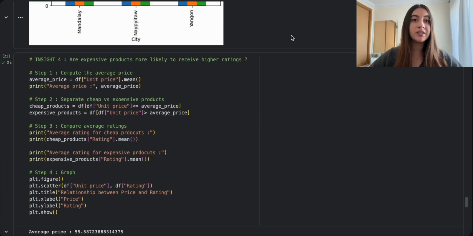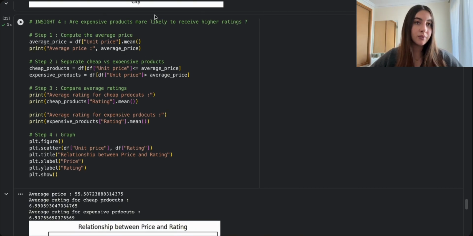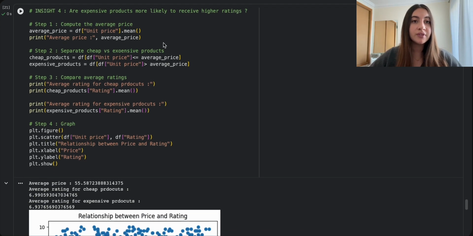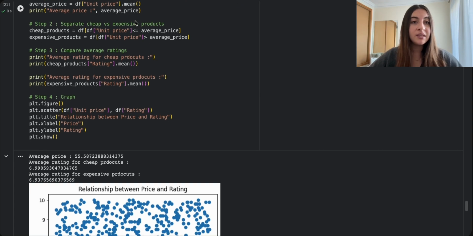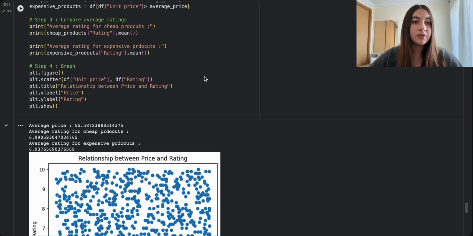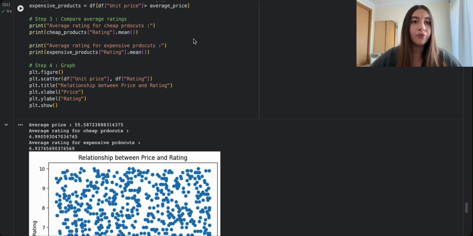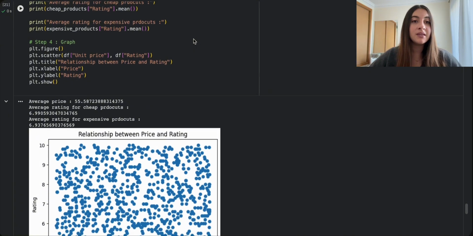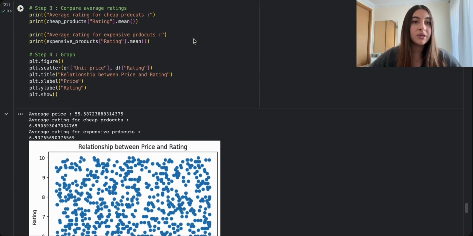In the last insight, we checked if expensive products tend to receive higher ratings. So in order to do that, we first calculated the average price of all products, and we used it to divide the products in two groups. The cheap products, which are the ones with the price below or equal to the average price, and the expensive products, which are the ones with the price higher than the average price. Then we calculated the average rating of both groups, and by comparing the average rating of both groups, we can determine whether expensive products tend to receive higher ratings or not.